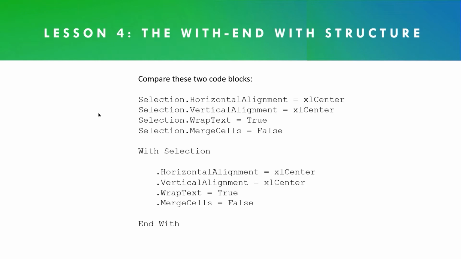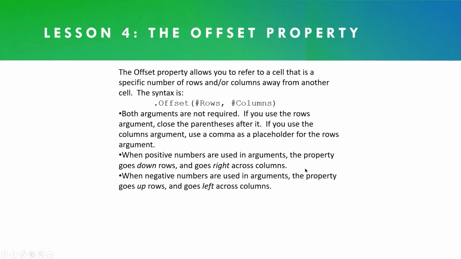So you're repeating the selection and the dot on every line, as compared to the With...End With block of code. You say With Selection, and then you just do the dot and the thing that it is and what it equals. And at the end of it, you have an End With statement. So the With...End With structure saves you some typing and makes your code a bit more concise. And that's one thing that we're going to use.